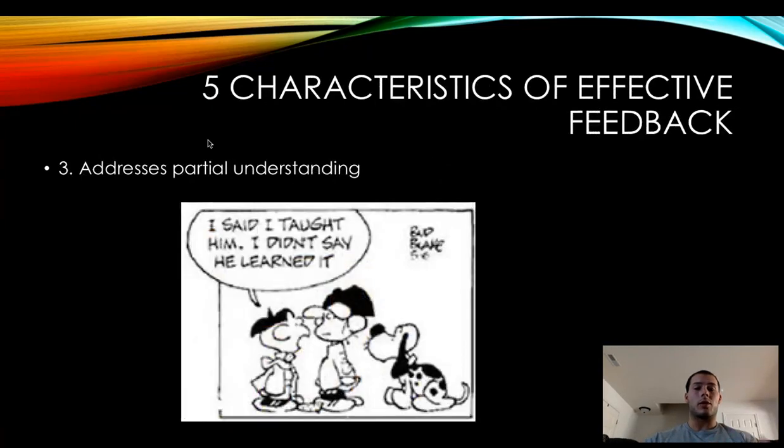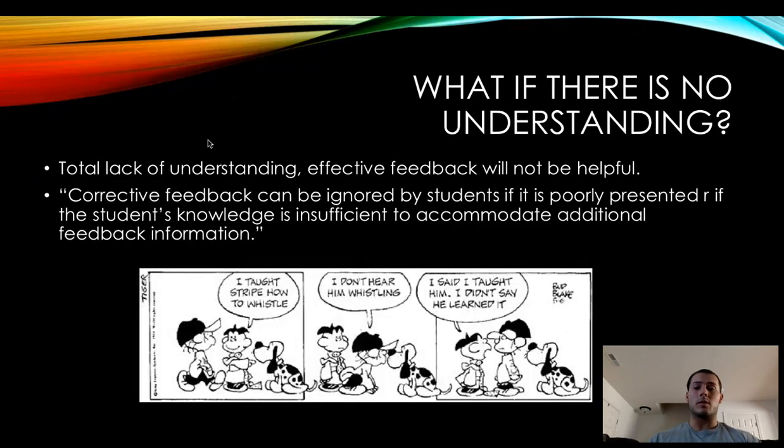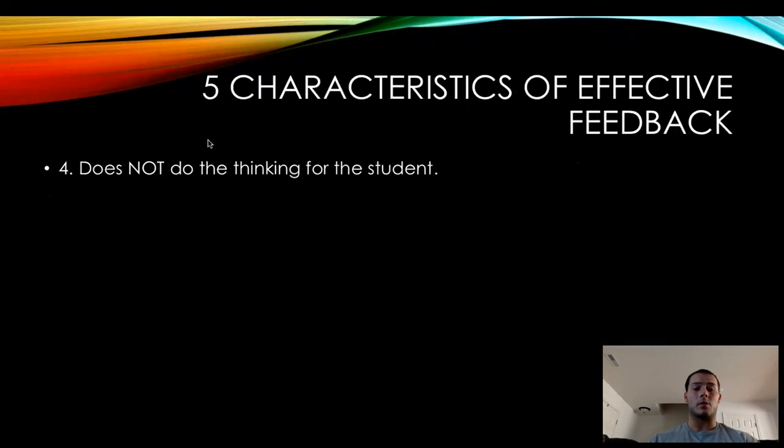Going into our third characteristic of effective feedback, addressing partial understanding. In the comic there, I taught him, I didn't say that he learned it. We have to recognize that students aren't all at the same spot. They might still be confused about certain aspects. There's a difference between a total lack of understanding and just a partial understanding. Effective feedback is not going to be helpful if they don't understand any bit of it. In this comic, there was a big part missing from the previous slide, so they might have been missing that big chunk of information.